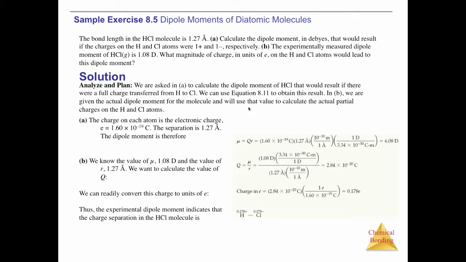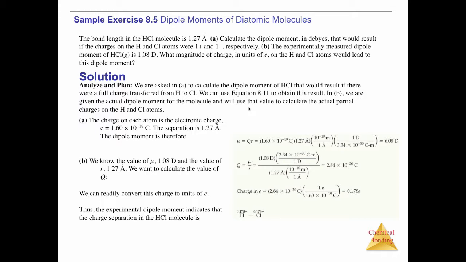We are asked in A to calculate the dipole moment of HCl that would result if there were a full charge transferred from hydrogen to chlorine. We can use equation 8.11 to obtain this result. In B, we are given the actual dipole moment for the molecule and we'll use that value to calculate the actual partial charges on the hydrogen and chlorine atoms.